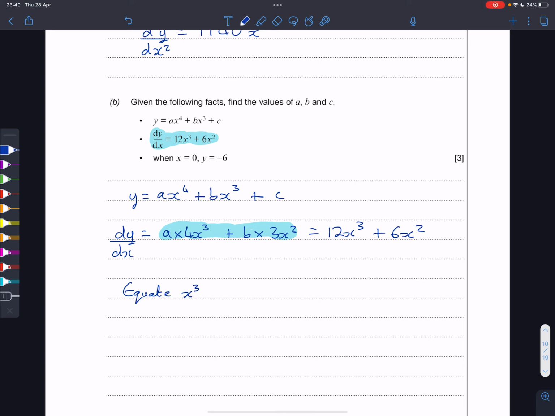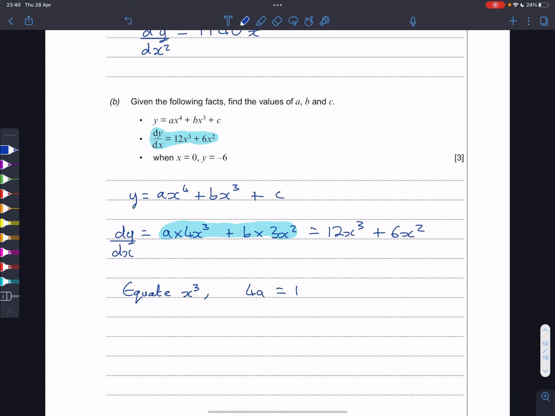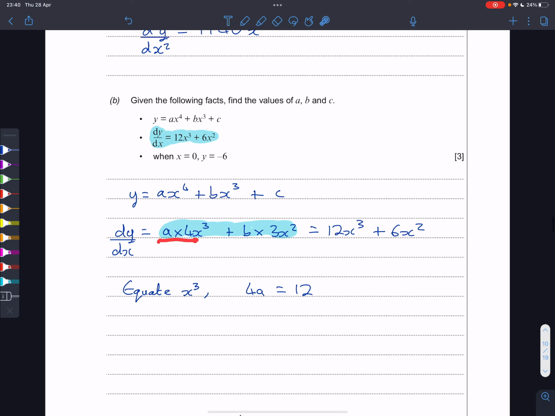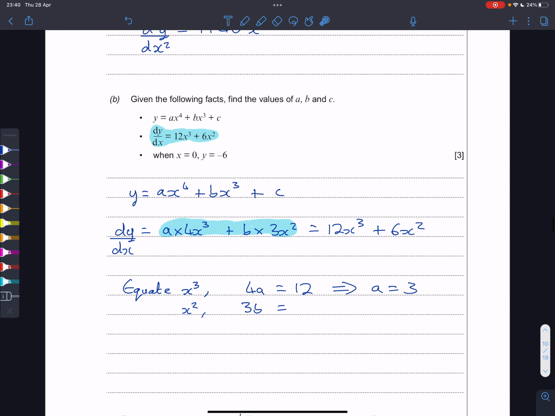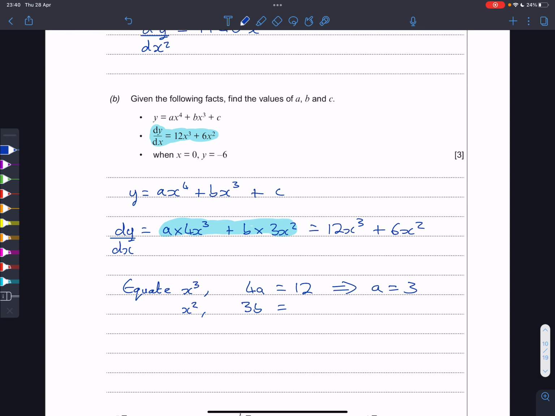the x cubed, then I have a times 4, or 4a lots of x cubed on the left. That has to match up with the 12x cubed I've got on the right. They have to be the same, which automatically tells us what a is, because we can solve that to get that a equals 3. Okay, if I look at my x squareds, on the left-hand side I've got b times 3, so I've got 3b lots of x squared. On the right, that has to match up with this, 6, which if I divide both sides by 3, tells me that b is 2.